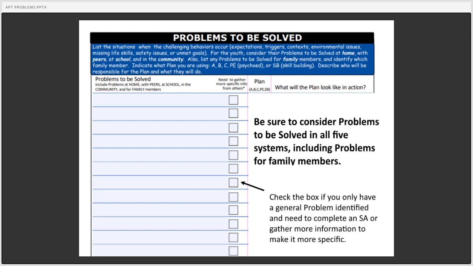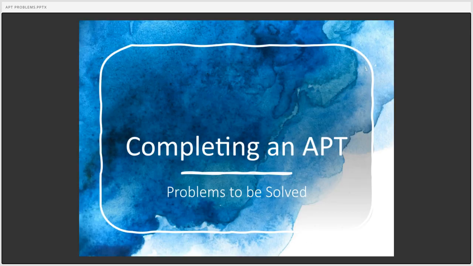And if we do have those general problems to be solved, because we might not know all the specifics yet, that's okay. Put them on the list and then check that box where it says need to gather more specific info from others. You may need to do a situational analysis, right? You haven't done it yet, that's okay. Or you may need to talk to somebody, to the youth, to a caregiver, to somebody else, to gather more information to make a more specific problem to be solved. But with that box checked, we know that that's your intention. So hopefully that's been helpful, how to sort out what the problems to be solved are and get as specific as possible with those.